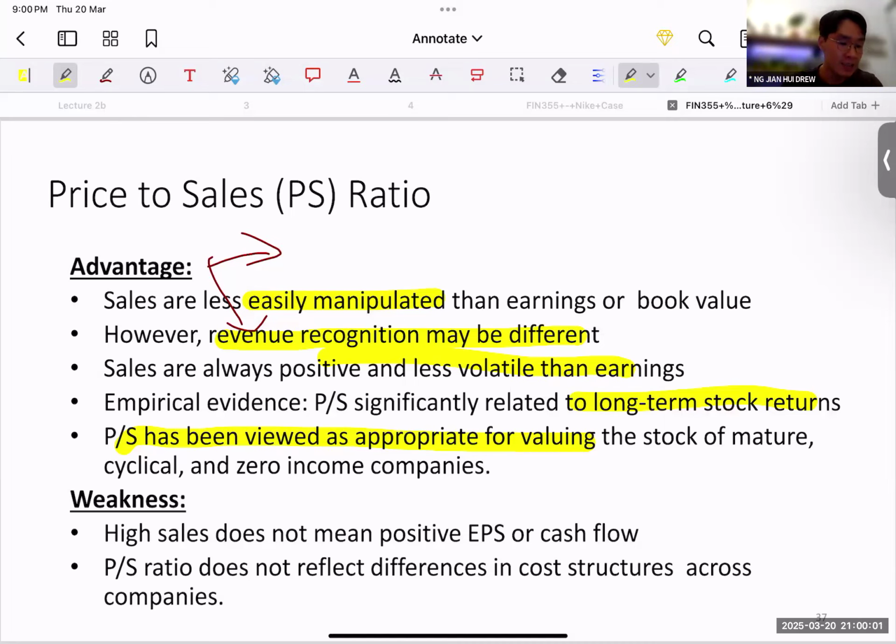Weakness: high sales does not mean positive EPS or cash flow. As you know, even though you have very high sales, you can go bankrupt, right? In case you are using too much expenses, you can go bankrupt. So it doesn't equate to a positive cash flow. The PS ratio does not reflect the difference in cost structure across companies as well, right? Because you're using price and sales. It does not reflect how much percentage is being used in terms of debt, how much is equity.